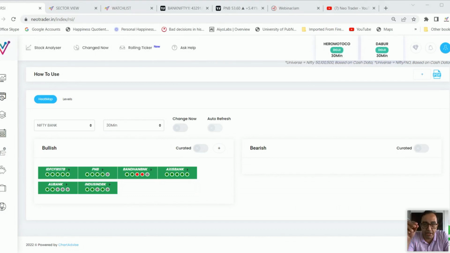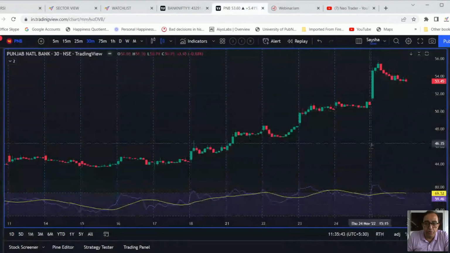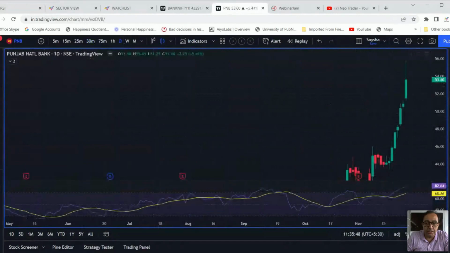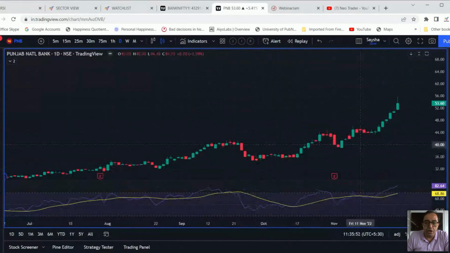So a warning: a pullback will come from here in PNB, but your trend in PNB will not get disturbed. For example, if PNB goes from 53 to 48, the trend will not get disturbed, because if you see the daily chart, this is the daily chart, right? This is the daily chart, correct? And what are you observing? You are observing that the RSI has gone swiftly ahead, and now if you were to buy at this juncture, you can always experience a pullback.